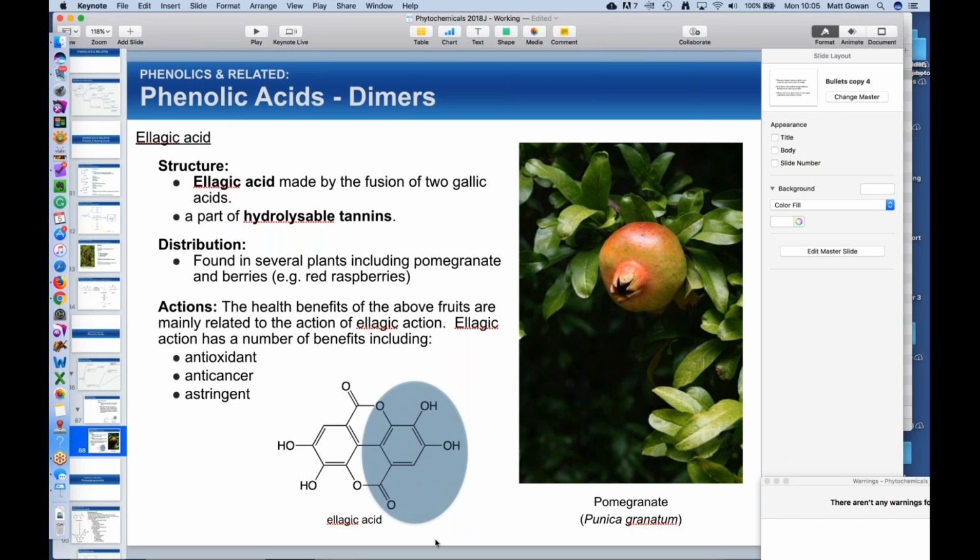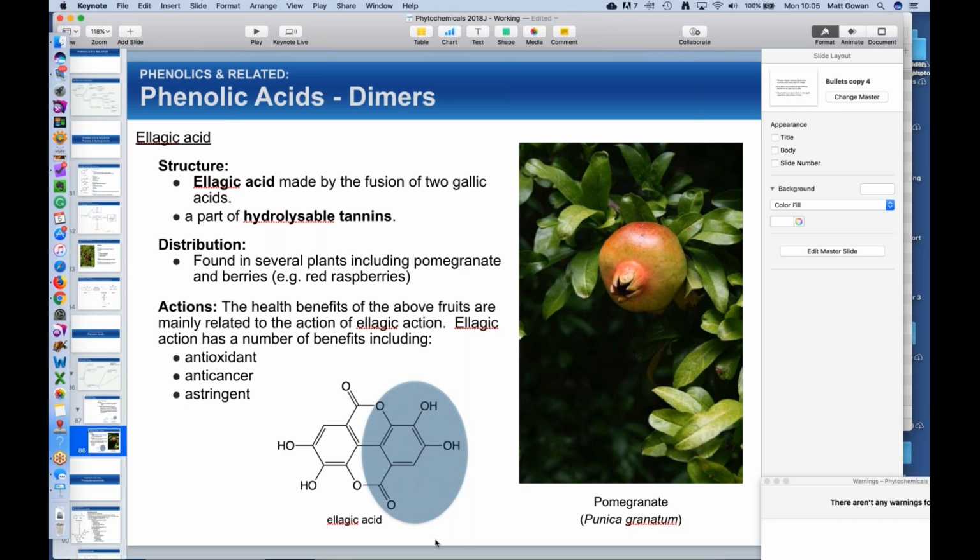And it's often also found in things called hydrolyzable tannins that we'll get to later on. And so you'll find various forms of ellagic acid. It could be glycosides, where you might add a couple sugars onto this. You'll find these in things like raspberries and also in other things like pomegranates, for example.